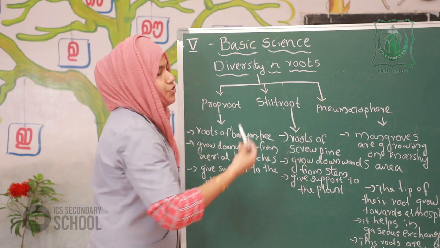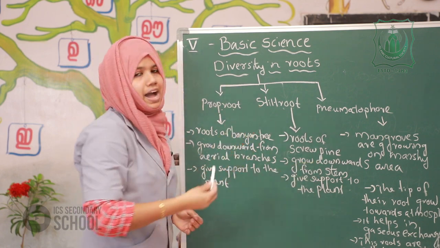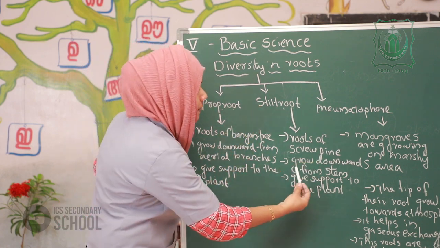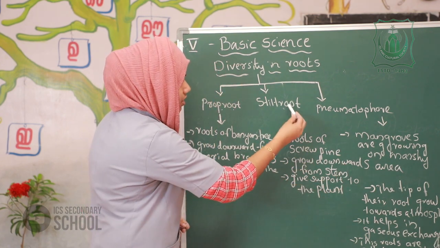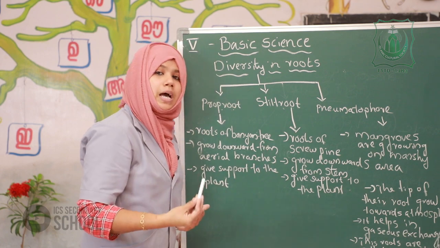Next is stilt root. It is the root of screw pine, commonly known as kaida, and it grows downward from the stem part. Okay. The stilt root also gives support to the plants.